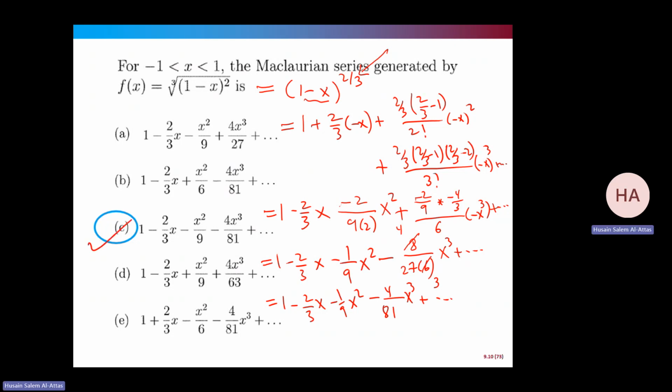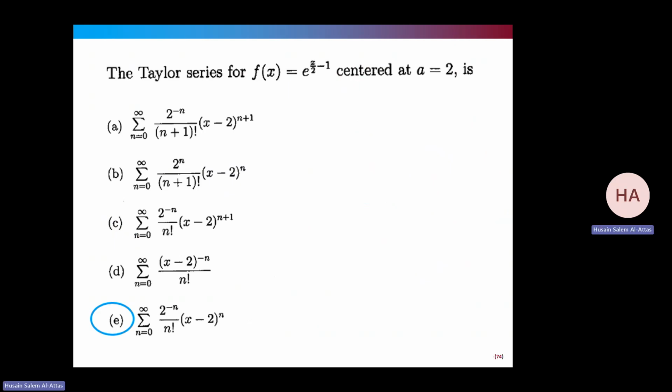Next, the Taylor expansion of e to the power x over 2 minus 1 at a equal to 2. So I need to check the nth derivative of this. What is the first derivative? Let me write the function first. What is the function? It's 1 over e times e to the power x over 2. I think this is easier now to deal with.